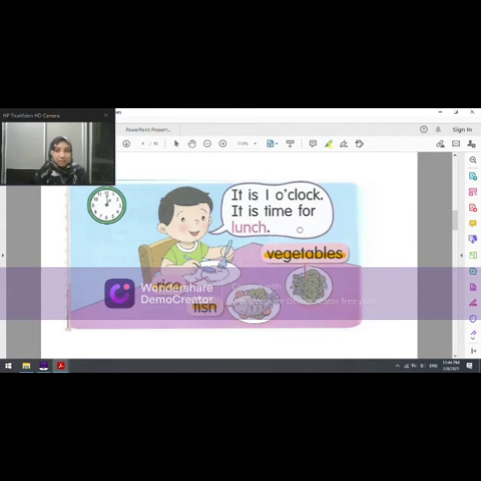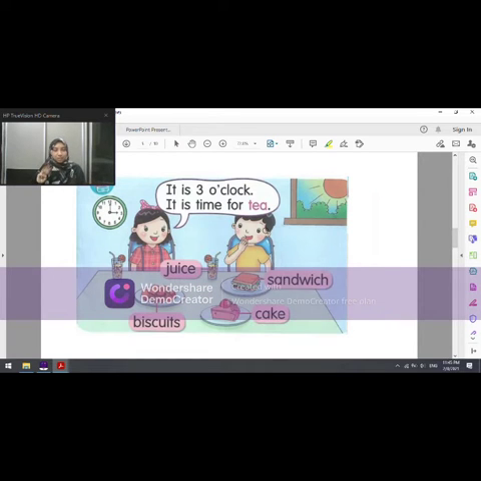Let's read the sentence. It is 1 o'clock. It is time for lunch. Sekarang pukul 1 petang. Sekarang masa untuk makan tengah hari. Now let's look at the third picture. So this is the third picture.